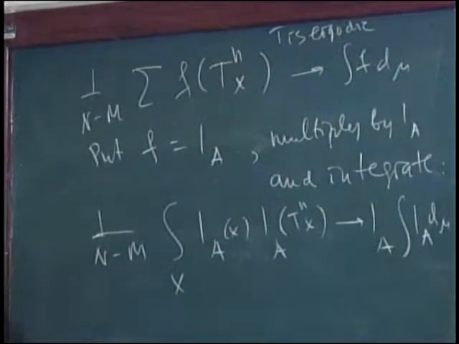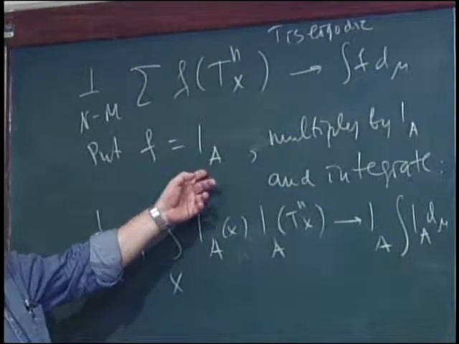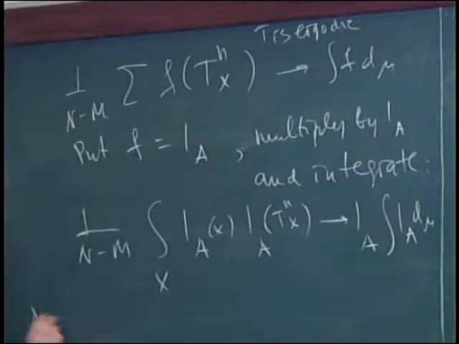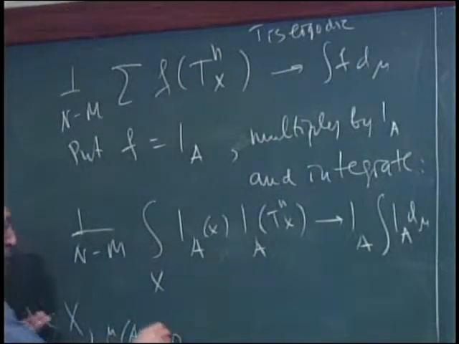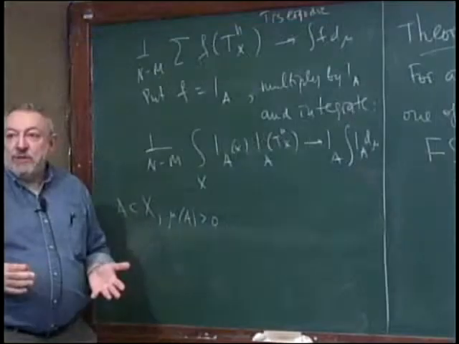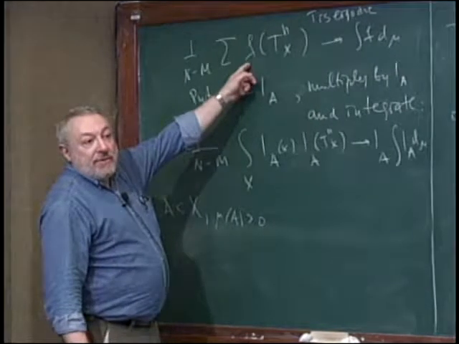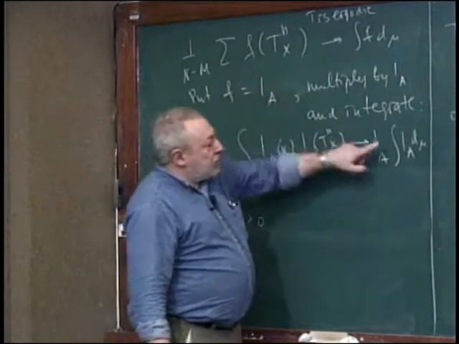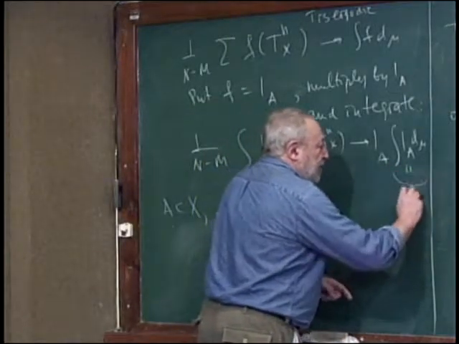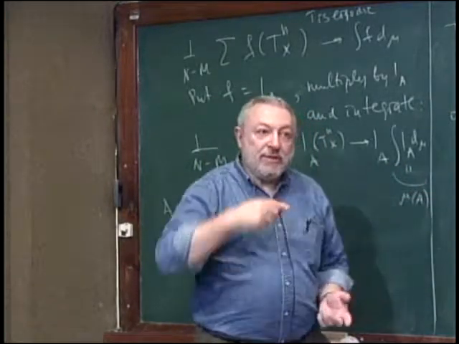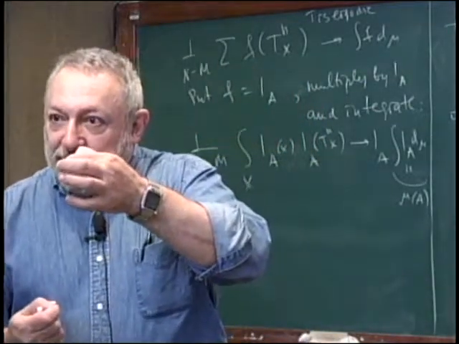Is it clear what I'm doing? I just took f to be an indicator function of a set. A is just some set in X. The measure of A, we want it to be positive, but so far I didn't need positivity. Is it clear what I'm doing? I just take 1 sub A instead of f. Then the limit should be the integral of 1 sub A. And by the way, this thing is the measure of A. I hope it's obvious, right? If you integrate the indicator function of a set, then you get its measure.